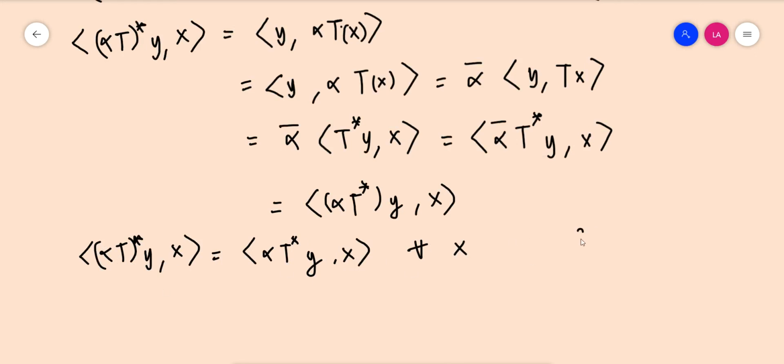Now using lemma 3.8.2, we can write this as alpha t the whole star should be equal to alpha bar t star. This can be stated from the first property, property number 1. So thus we have obtained another property of Hilbert adjoint operator.